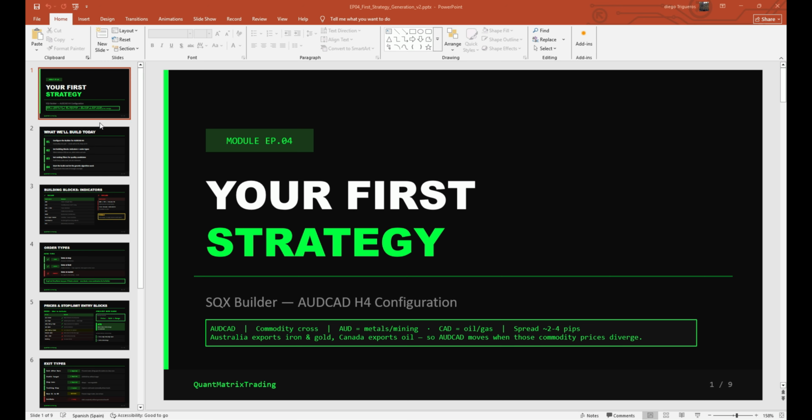Today we are gonna create our first strategy, and in this case I choose the AUD/CAD in H4 configuration. This AUD/CAD is considered like a commodity forex because it's very correlated to gold and oil, because Australia exports iron and gold and Canada exports oil. So AUD/CAD moves when those commodities prices diverge.